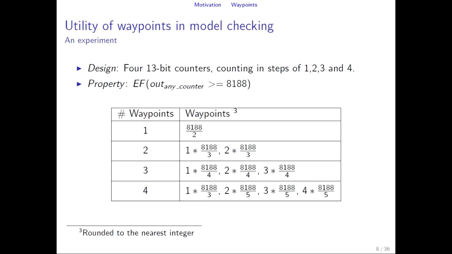To understand the concept of waypoints and to get a feel of what actually happens, we conducted a small experiment with four 13-bit counters which count in different steps. We used a property, as shown in the slide, that any value of any counter exceeding the value 8188, which is one step before the stage where the fastest counter becomes full. Then we selected four sets of waypoints. In the first case, we considered only one waypoint, which is the half value of counter 4. And then subsequently, we considered multiple waypoints, which are equidistant count values of the fastest counter.